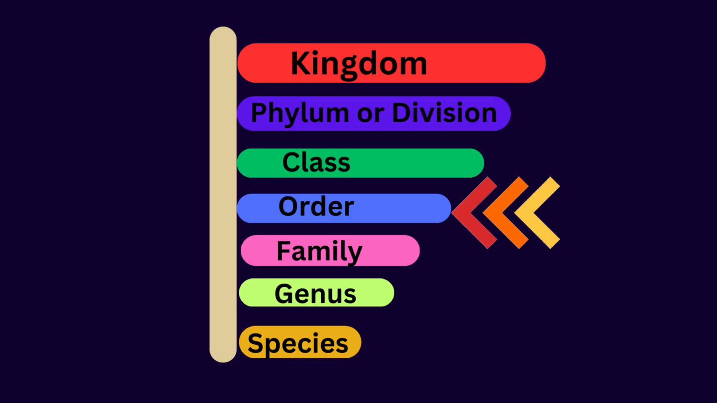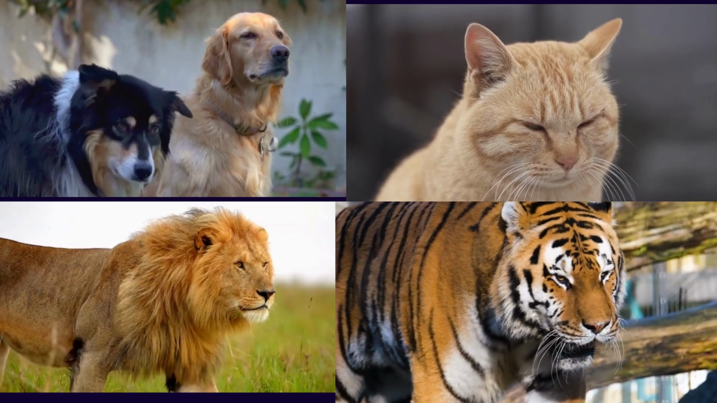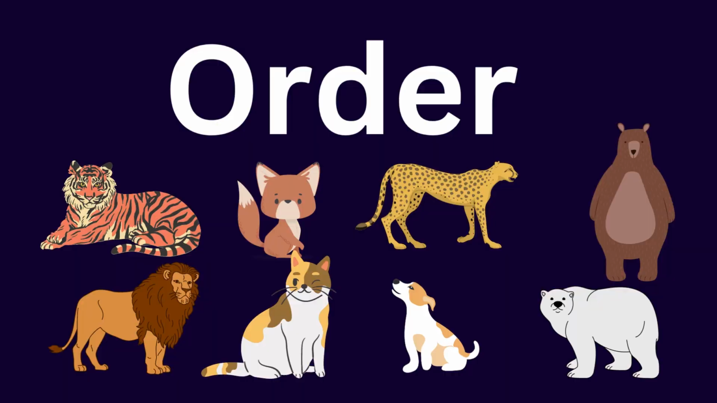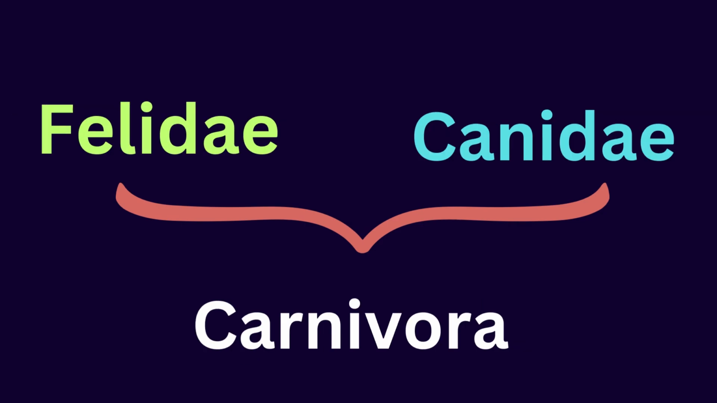Next is order. You have seen earlier that categories like species, genus, and families are based on a number of similar characters. Order, being a higher category, is the assemblage of families which exhibit a few similar characters. The similar characters are less in number as compared to different genera included in a family. Convolvulaceae and Solanaceae are included in the order Polymoniales, mainly based on the floral characters. The animal order Carnivora includes families like Felidae and Canidae.